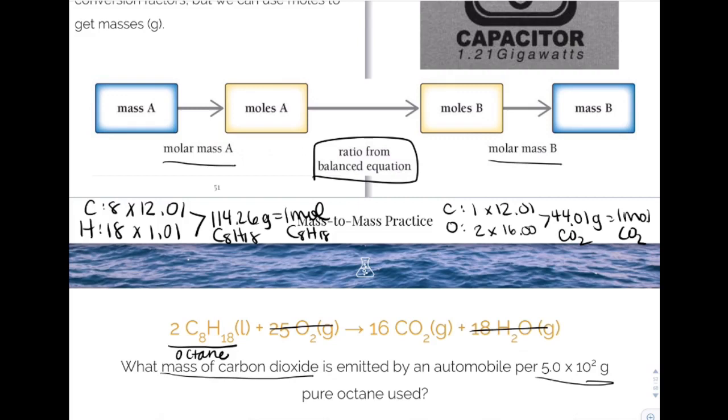Now I have this conversion from grams of octane to moles of octane, but I don't have a conversion between moles of one thing and moles of another. Well, I do have a conversion. Here's the conversion: 2 moles of octane is equal to 16 moles of carbon dioxide. I get these numbers from my balanced coefficients. Now we can finish our little map here. I have grams of octane to moles of octane to moles of carbon dioxide to grams of carbon dioxide, and that's what I want. So I have all my conversions. Let's see what it looks like all done.